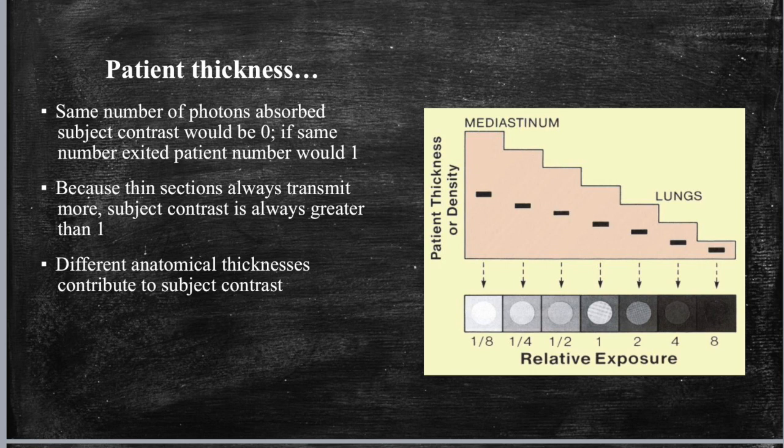In regards to patient thickness, the thicker the body part, the greater the attenuation. The thinner the body part, the more are transmitted. If all the incident X-ray beam was to be absorbed by the patient, the contrast would be 0, meaning there is no contrast. On that same note, if all X-rays that entered the part exited the part, the subject contrast would be 1. However, since no one has a perfectly even body, chances are the subject contrast will always be greater than 1. The difference in anatomical thickness in our bodies is what contributes to the subject contrast.